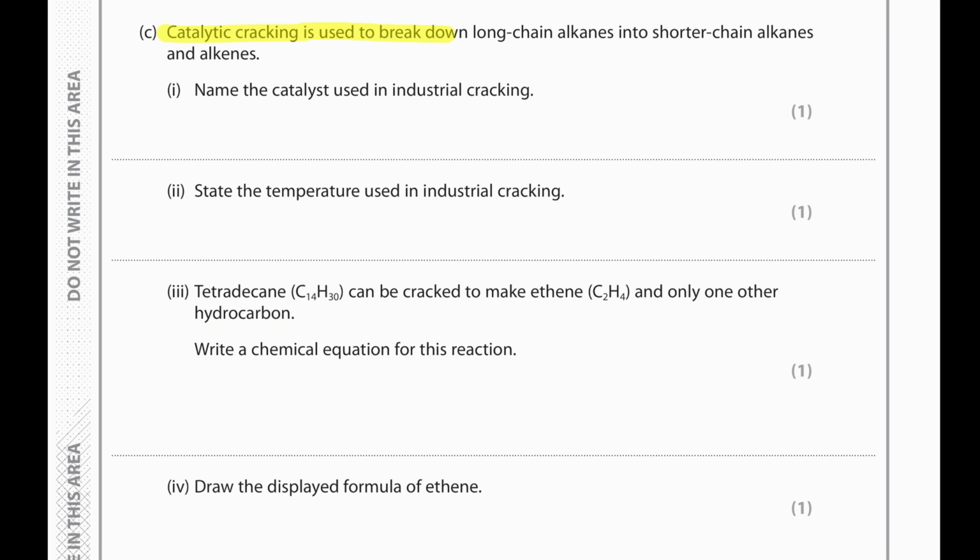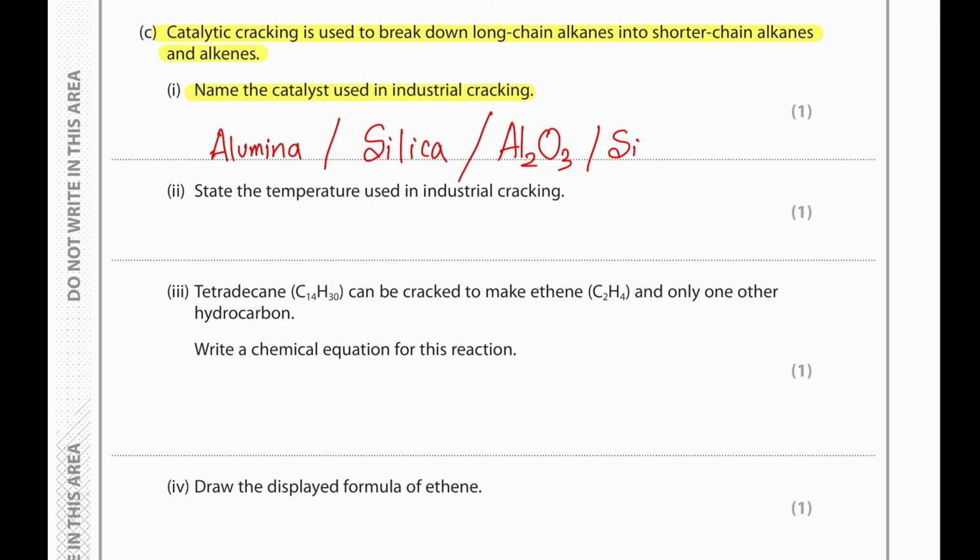Catalytic cracking is used to break down long chain alkanes into shorter chain alkanes and alkenes. Name the catalyst used in industrial cracking. In industrial cracking, we generally use alumina or silica. Their formulas are also accepted, so Al2O3 and SiO2.